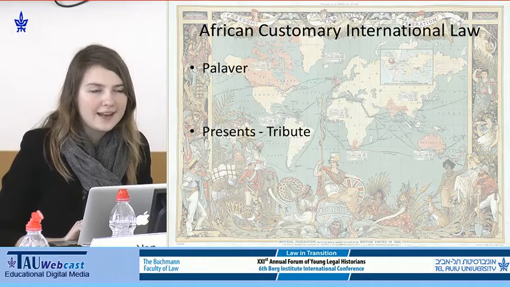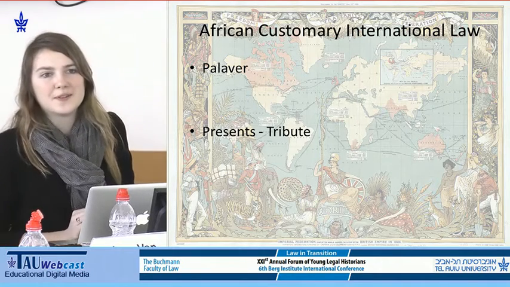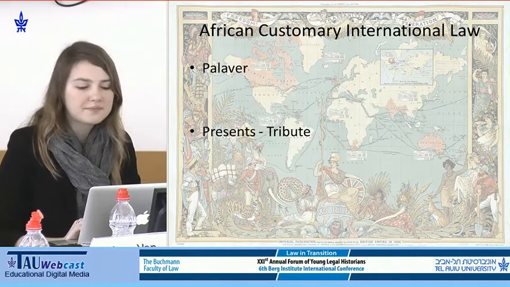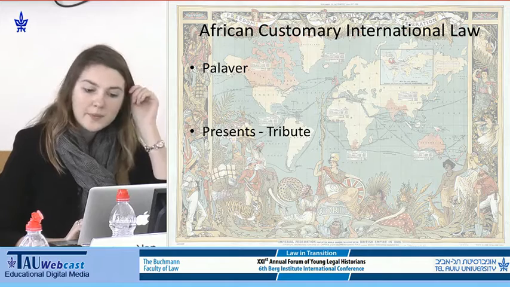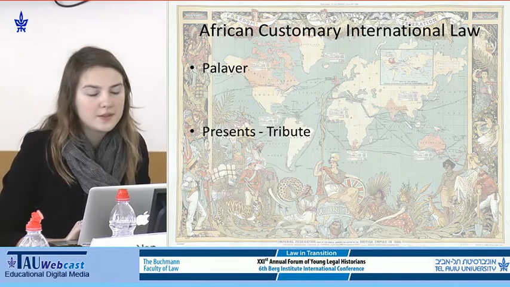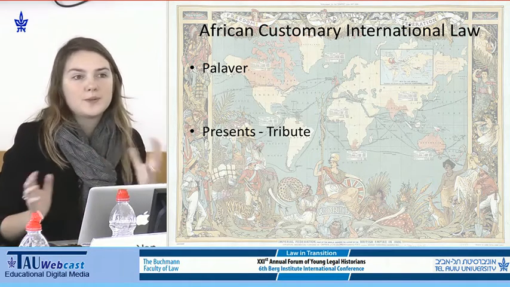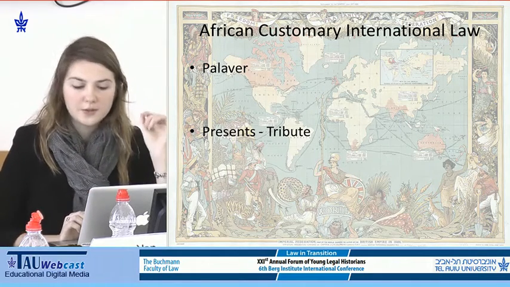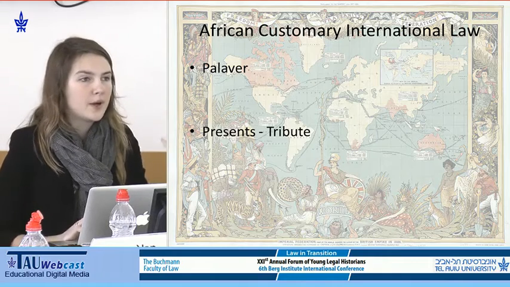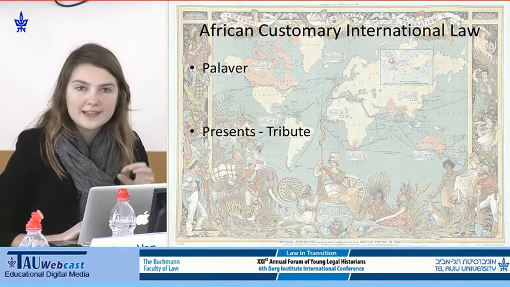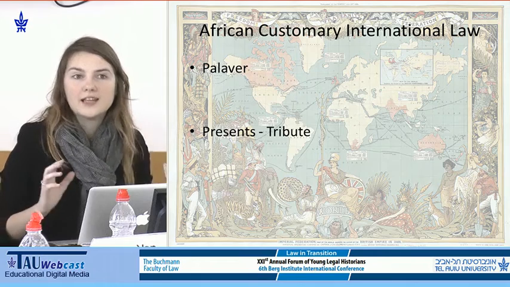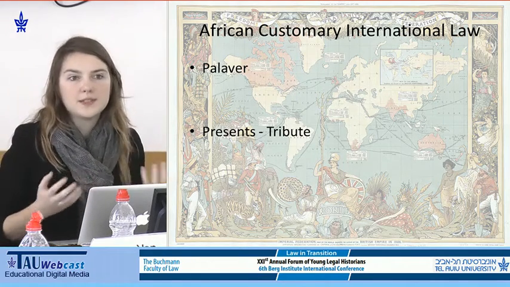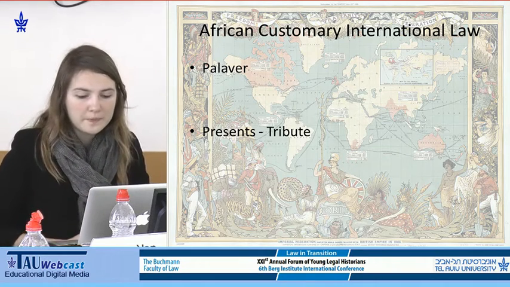I can't explain everything about African customary international law, but I will highlight two major customs. The first one is the custom of palaver. And palaver is a generic term that applies to all forms of peaceful dispute settlement or diplomatic negotiations, both between private individuals and between African leaders and European negotiators. Now, palaver was surrounded by a lot of ritual. In most cases, presents would be exchanged between the African negotiators and the European negotiators to create goodwill and an opportunity to discuss whatever was going on.